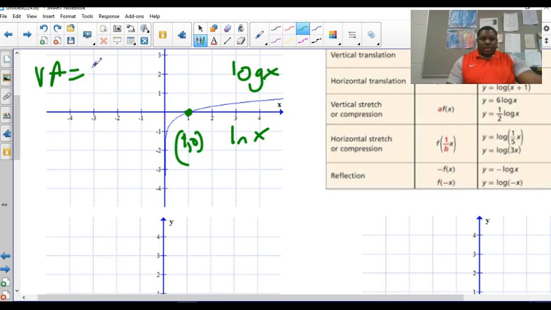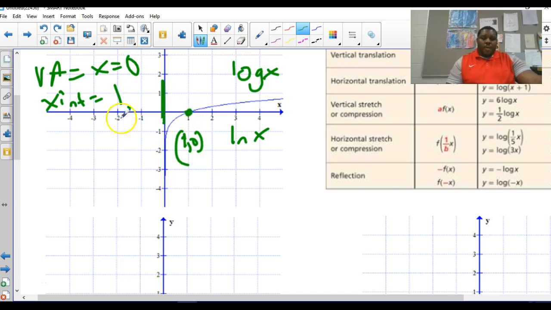In this case, it's 0. X equals 0. Vertical because it's a vertical line. You count like this: 1, 2. Well, this is 0. X is 0. That's my vertical asymptote. The x-intercept is 1. That's my x-intercept.